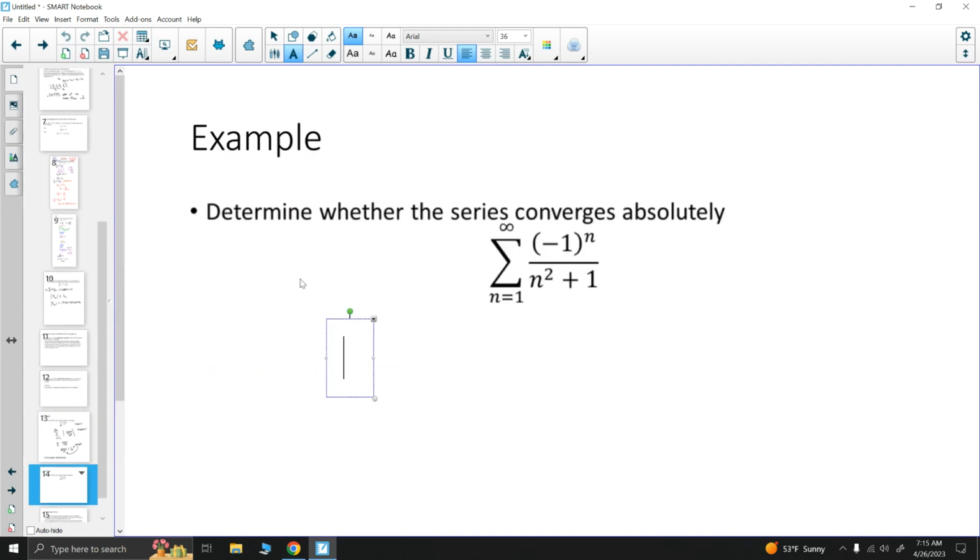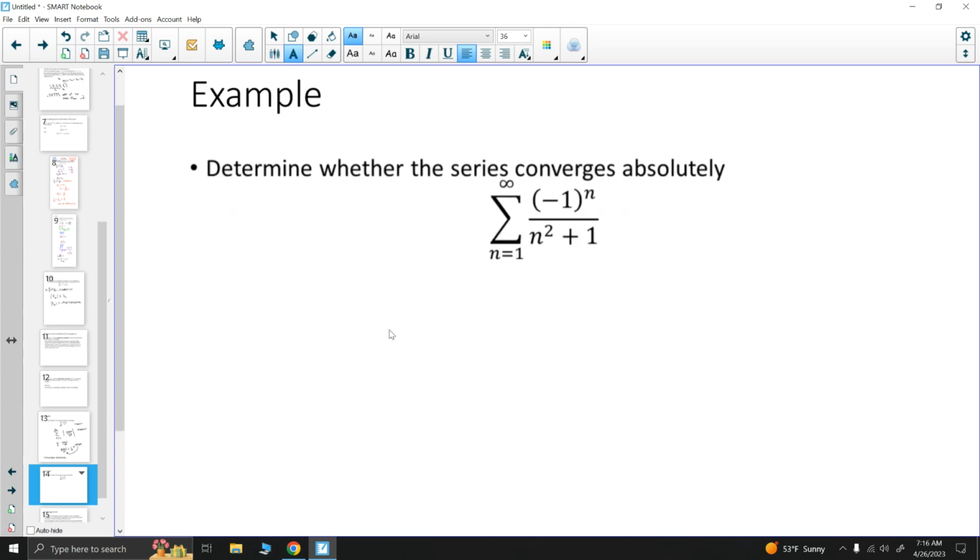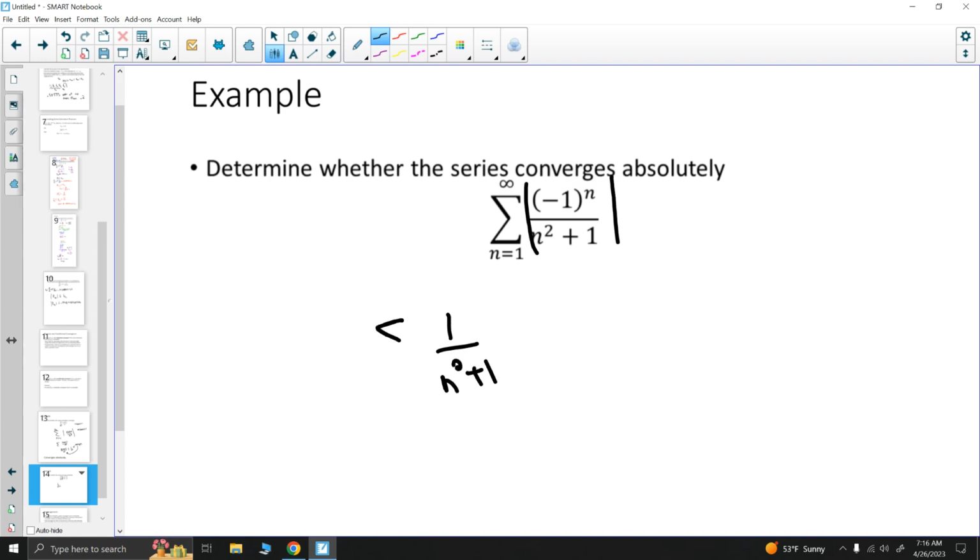Let's take a look at another one. Determine whether this converges absolutely or not. Okay. So we're going to do the same basic concept here. We're going to take the absolute value of this. So that would just make this positive 1. So that is to say 1 over n squared plus 1. Okay? This is the sum that we're dealing with now.